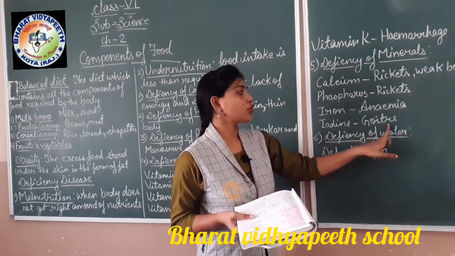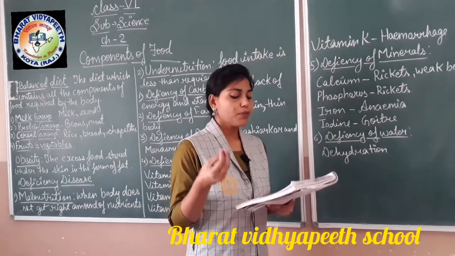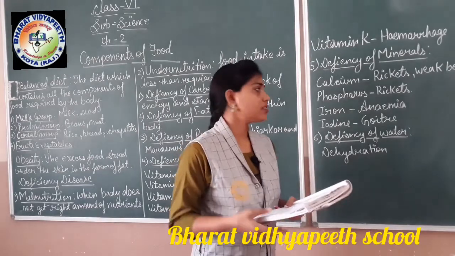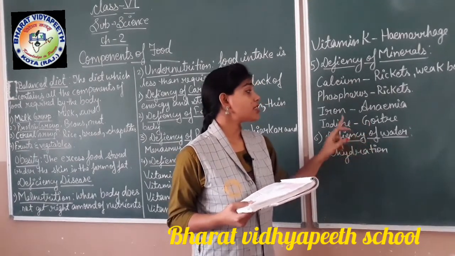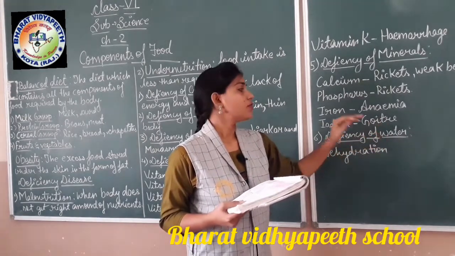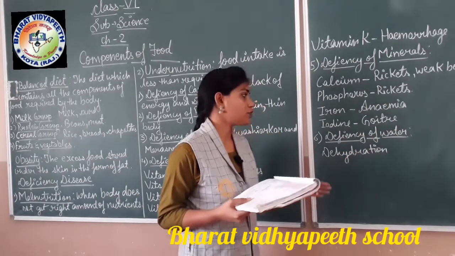Iodine is related to goiter disease. Goiter is caused when you do not eat a proper amount of salt. Fish and salt are the main source of iodine, which helps your body fight against the diseases related to iodine.